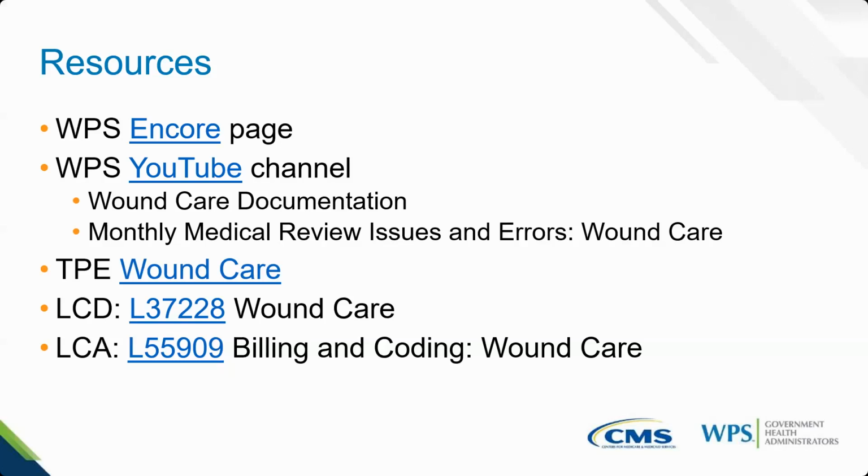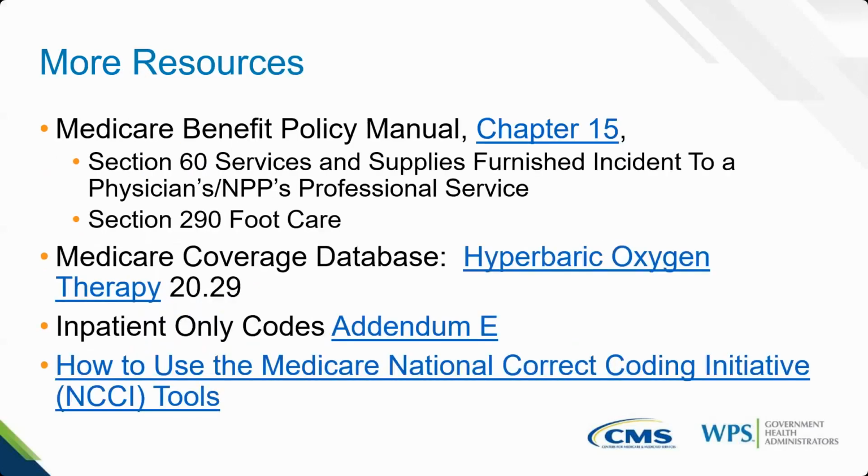We have links for you for both the LCD, local coverage determination, and then also the local coverage article. The top resource listed there for you is on Incident 2. We've got a link for you to the national coverage determination on the hyperbaric oxygen therapy. And then we have a link for you on those inpatient only codes. Now the addendum E is a zipped file. So when you go into that link that's there, you will have to unzip that in order to actually get to that file. And then the last thing there is simply how to use the National Correct Coding Initiative tools.